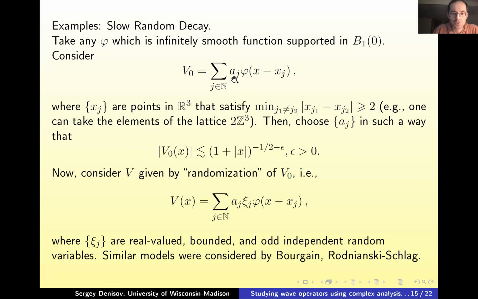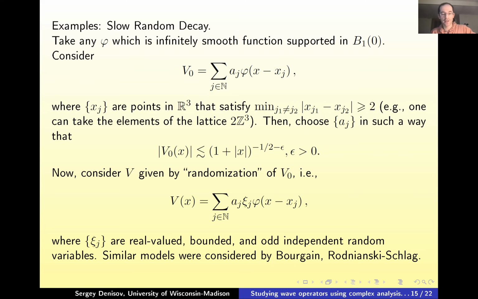And then every bump phi comes with the amplitude aj, and this is your model. Then what you want to do is make sure that these aj's are chosen so that we have this relatively small decay. This decay is the weakest assumption among all assumptions in the literature. And this decay is sharp. Here epsilon is arbitrarily close to 0, but this is not yet the potential for which we can formulate the result, because there is no randomness yet. There is no oscillation.